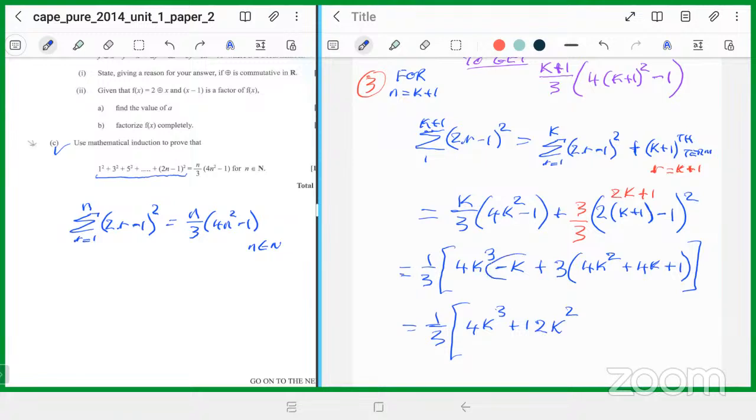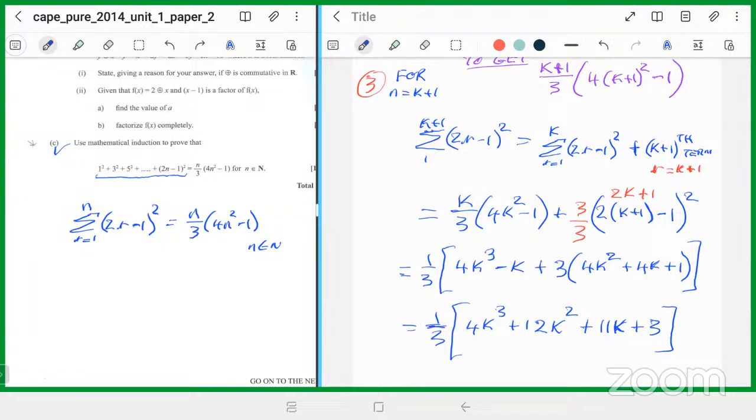Then my k terms now. So I have a minus k here, and this gives me 12k. 12 minus 1 is 11, so I'm getting 11 k's. When I look at my k's, I'm getting 11 k's, so plus 11k. Now look at my constant values, which is just this 3 times this 1. That's my only constant value, which is a plus 3. And that is it. So far, so good, guys?